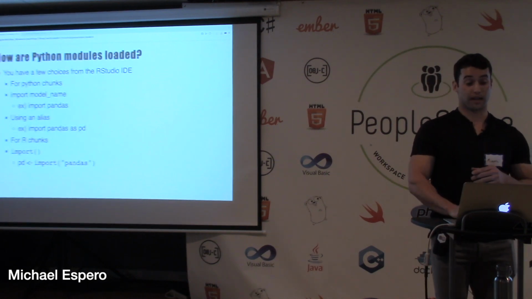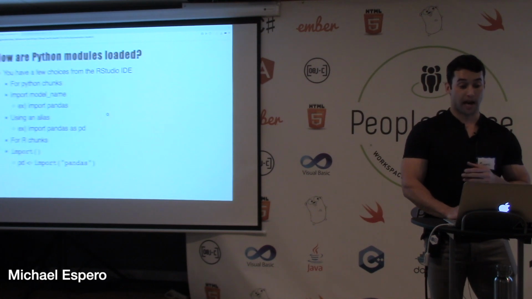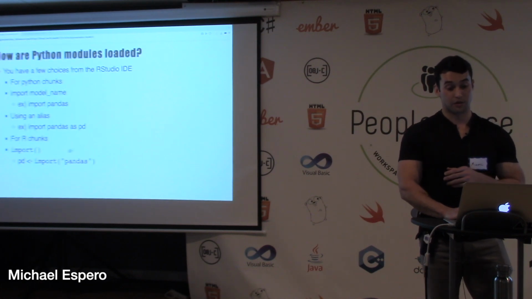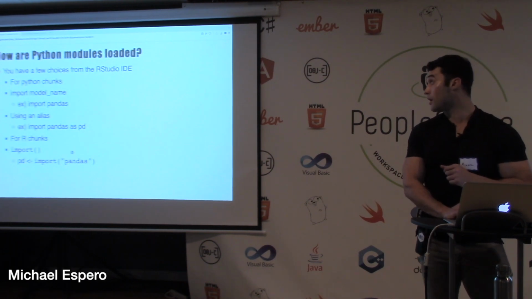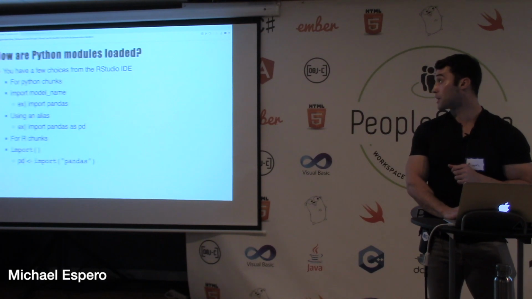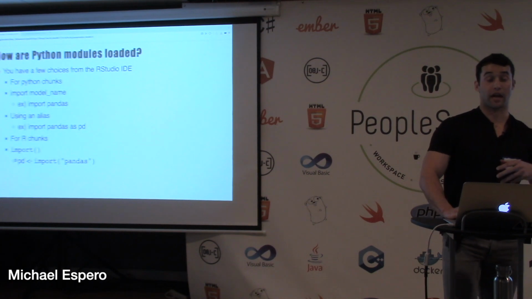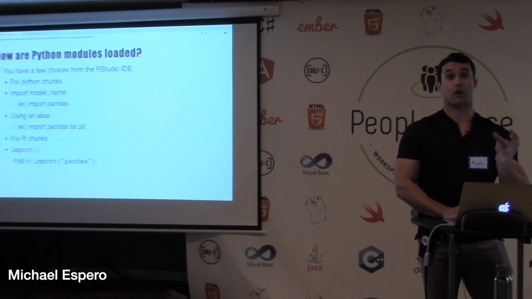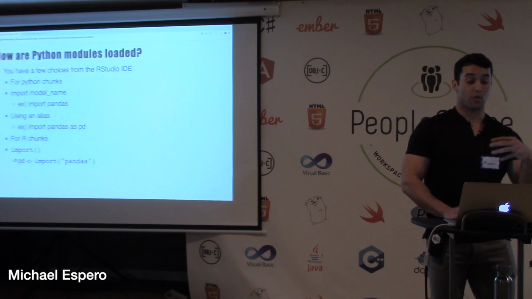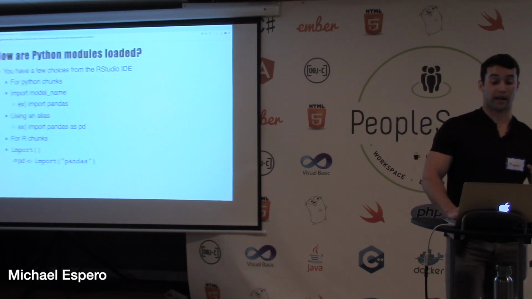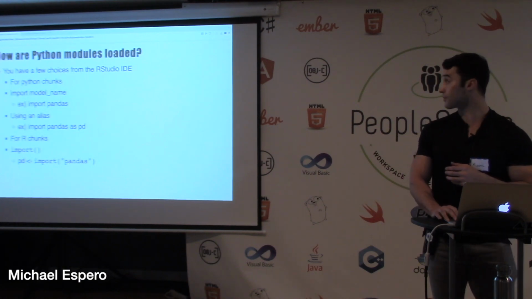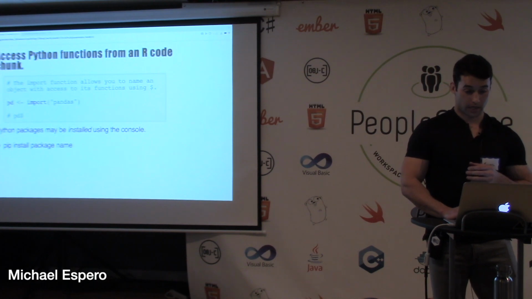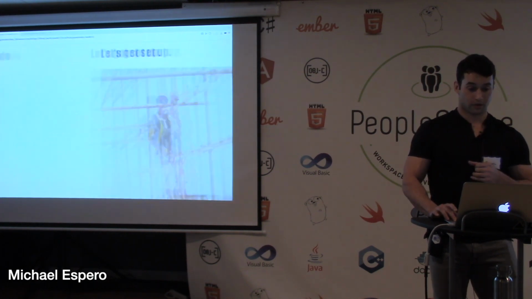Another way that Reticulate allows us to import packages for use in RStudio is to use the import function from the Reticulate package. Here we're importing pandas into an object that we're calling pd, and then from an R code chunk in the RStudio IDE, we can access functions from the pandas package using the $ sign operator on pd.